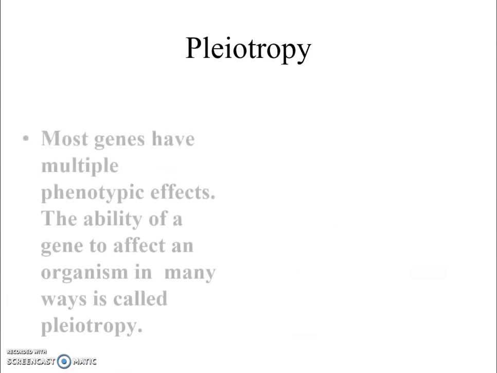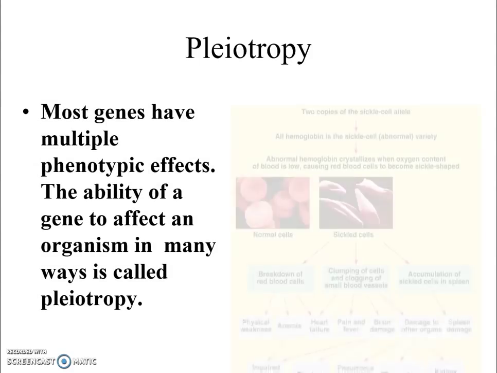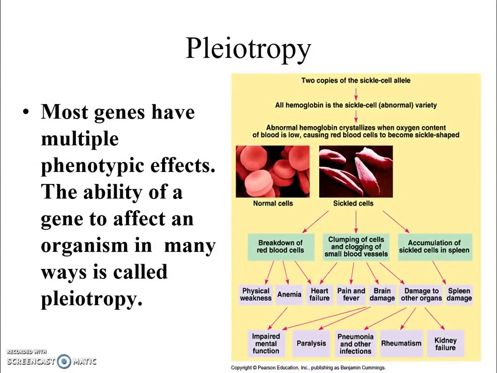And finally, we're going to talk about pleiotropy. Pleiotropy is the opposite of polygenic. Poly is many genes controlling one trait. In this case, one gene controls many traits, and a good example of pleiotropy is sickle cell anemia. In this case, one gene controls so many traits, and an abnormality in one gene can affect the organism in so many different ways.